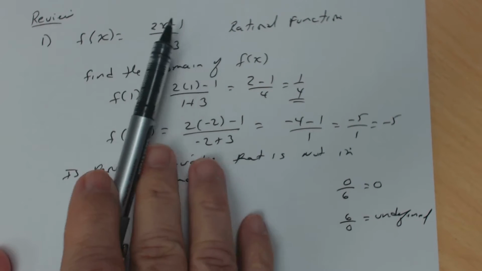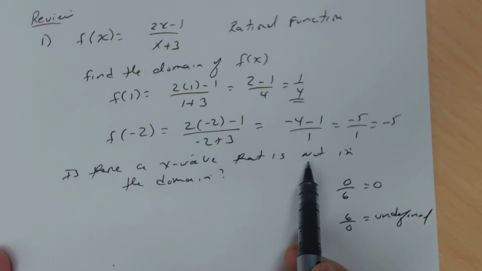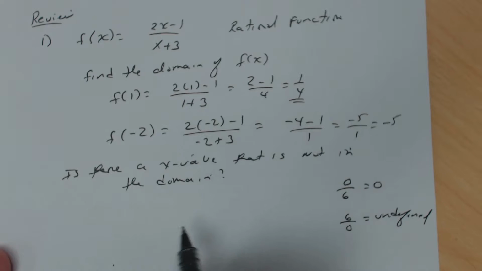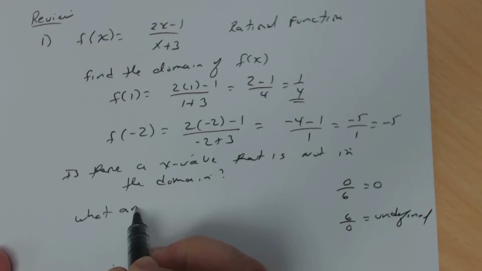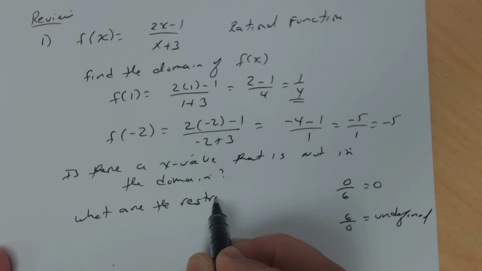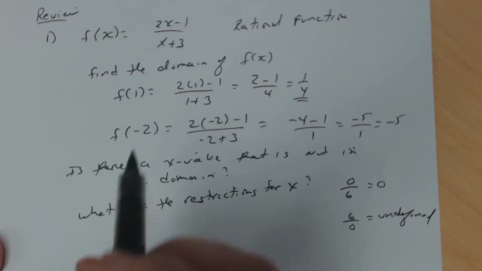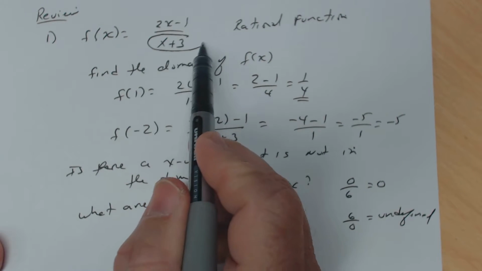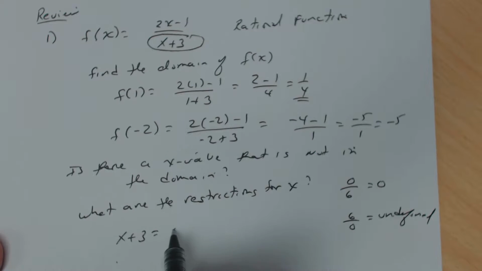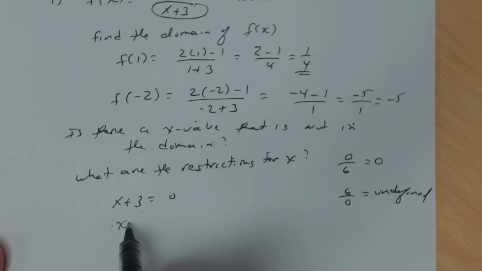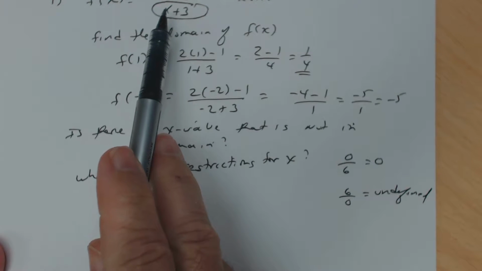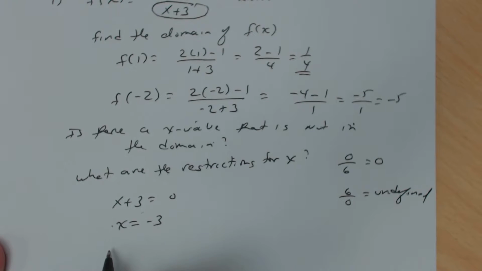So if you look at this rational function right here, all you have to do to determine what values of x you cannot use, so basically, what are your restrictions, is this. You need to find the restrictions for x. Basically, you take this denominator right here and you set it equal to 0. And so you solve for x, and you get x to be negative 3. Negative 3 makes this denominator 0 because negative 3 plus 3 is 0. So that's your restriction: x cannot equal negative 3.